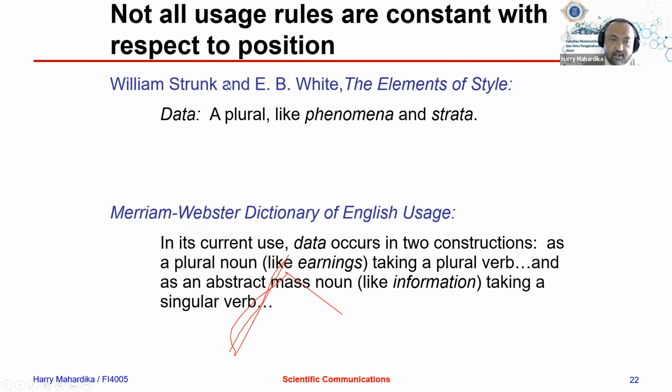So like this one, William Strunk and E.B. White, The Elements of Style: "data, a plural." William Strunk and E.B. White's The Elements of Style is a famous book in terms of writing articles in English. It was published in the 1950s, if I'm not mistaken. So in the 1950s, data is a plural, like phenomena and strata. However, in Merriam-Webster's Dictionary of English Usage, in its current use, data occurs in two constructions: as a plural noun, like earnings, taking a plural verb, and as an abstract mass noun, like information, taking a singular verb.